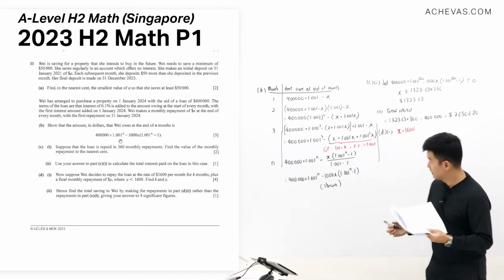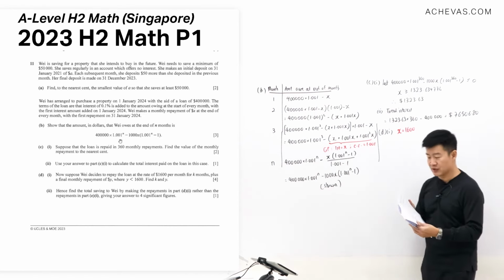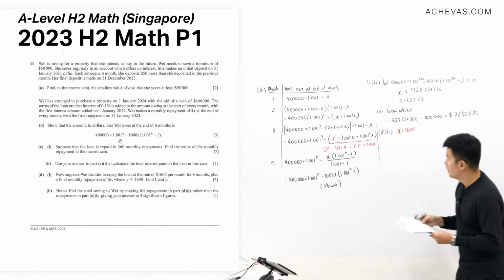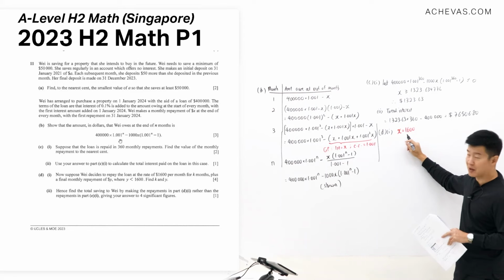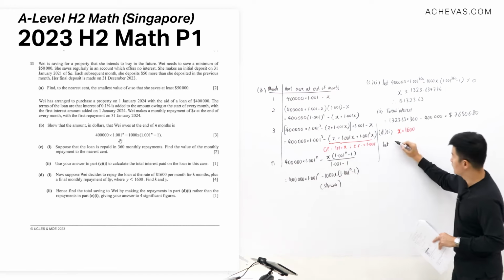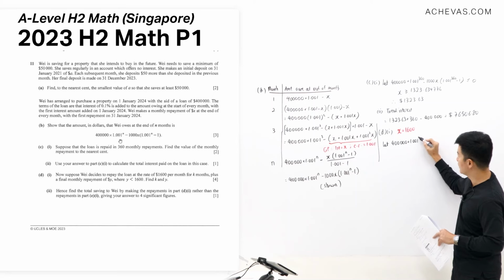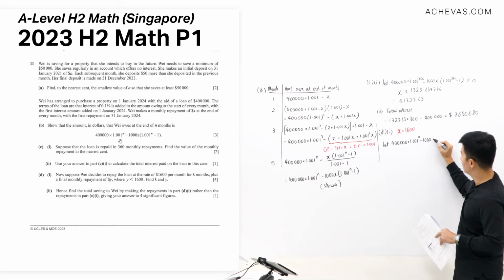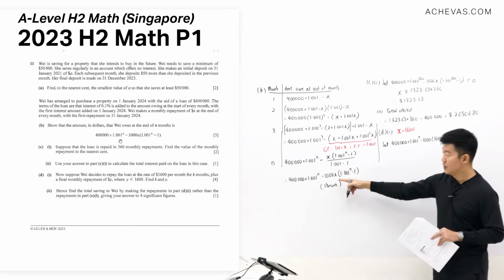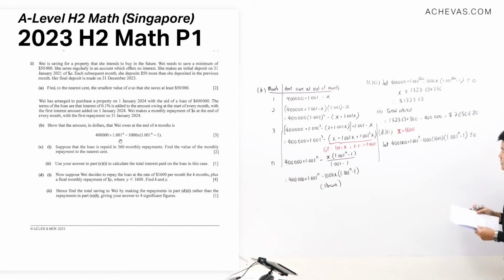So let's try to find out about this by, again, letting this be less than or equal to 0 for the loan to be fully paid for. But we are going to be letting x be replaced by 1600. So we are going to let this, which is 400,000 times 1.001 to the power of n minus 1,000 times x, which is now going to be replaced by 1,600, then 1.001 to the power of n minus 1. We will let this be, once again, less than or equal to 0.